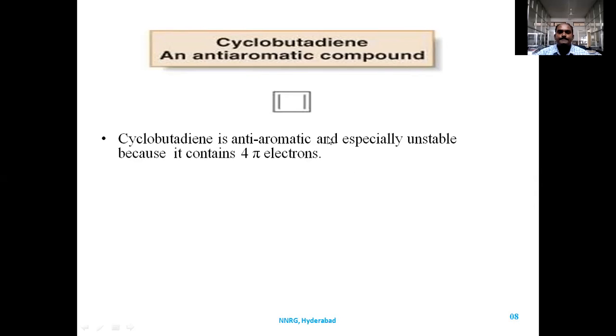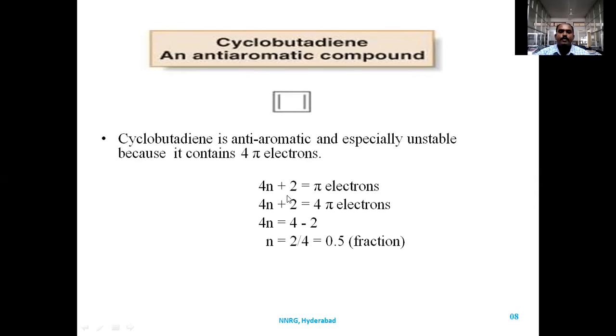So when we apply Huckel's rule, 4n plus 2 is equal to the total number of electrons in cyclobutadiene, which is 4. So when 2 goes to the right, 4 minus 2 is equal to 2, so 4n is equal to 2, and n is equal to 2 by 4, it is coming as 0.5. So it is not an integer. When n is not an integer, it cannot be called aromatic. So n being a fraction does not give aromatic properties. Instead, it is an anti-aromatic molecule because it has 4n pi electrons.